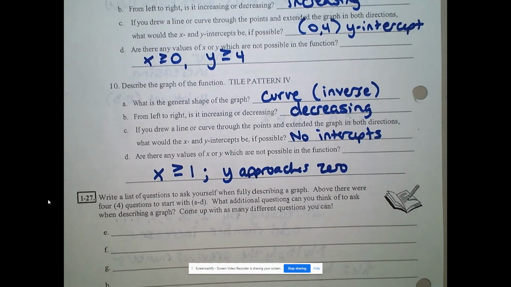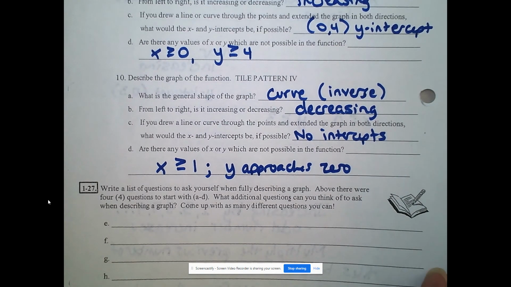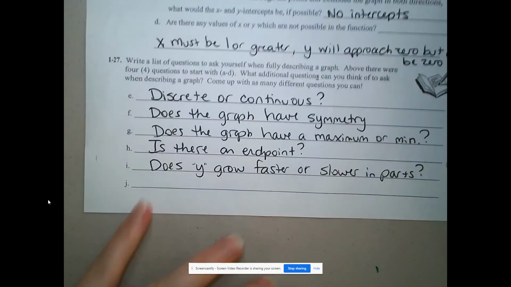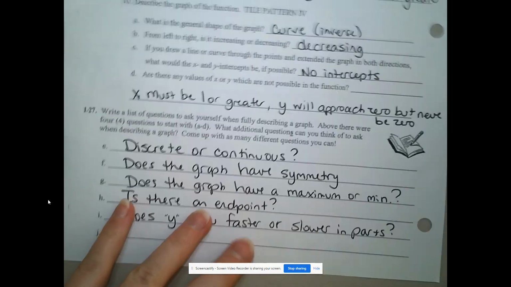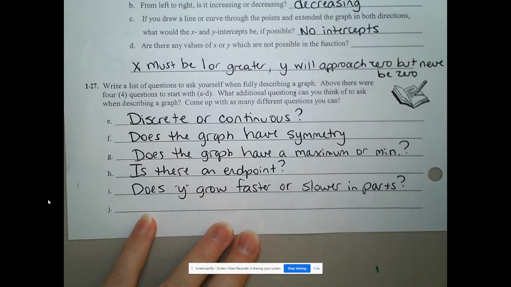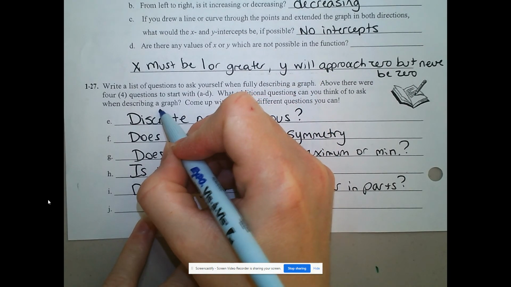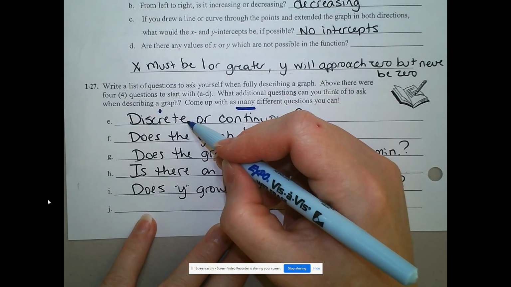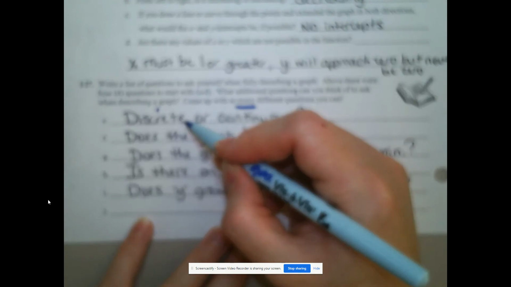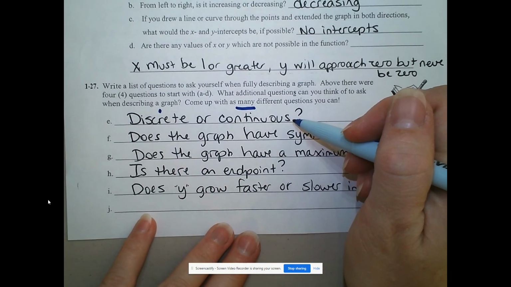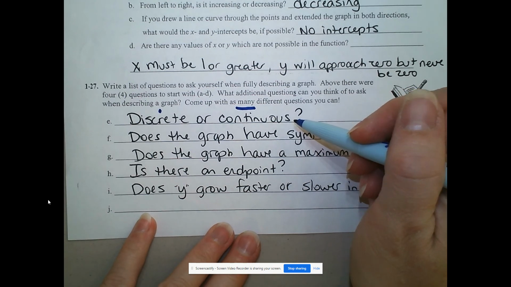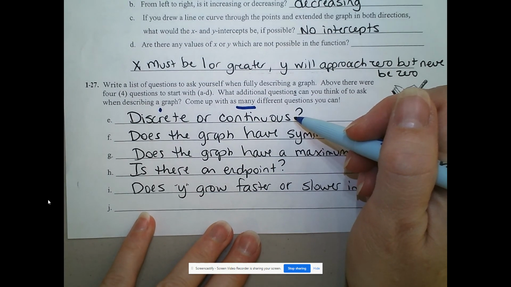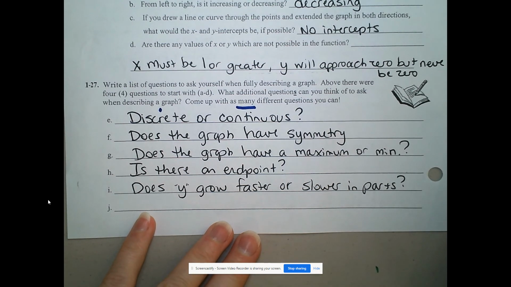All right. Write a list of questions to ask yourself when fully describing a graph. So what are some things that you should consider? What additional questions can you think of? So I actually wrote down a few here. First one I've got on there is: is it discrete or is it continuous? And this is something to talk about. Is it discrete, do I only draw the dots, or is it continuous where I connect the dots with a curve? So discrete, you wouldn't have those fractions and decimals. This is things that you can count, like counting on your fingers. Continuous is something that you measure, things that have a fraction of an inch or tenths of a second, things like that.